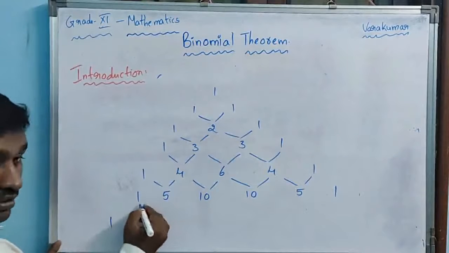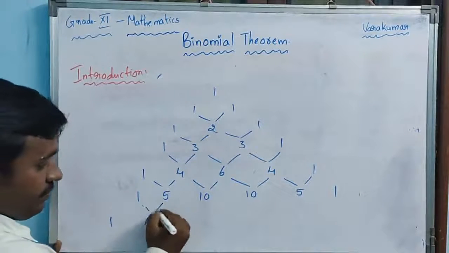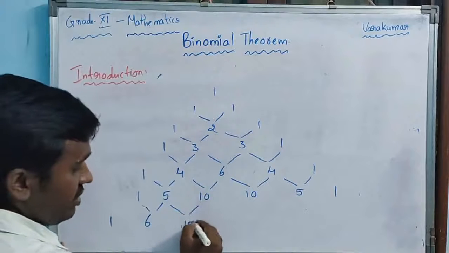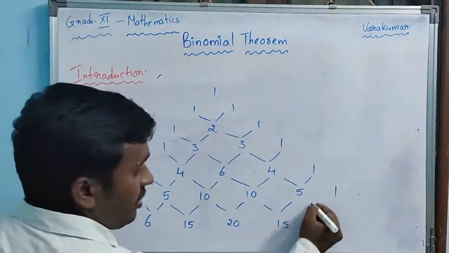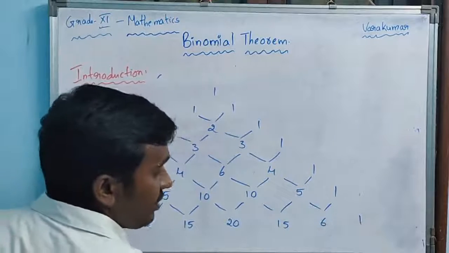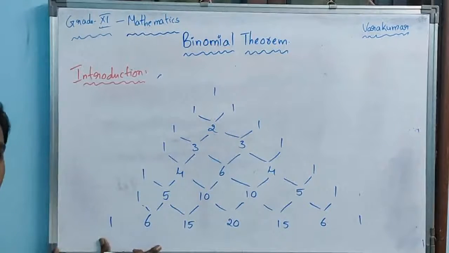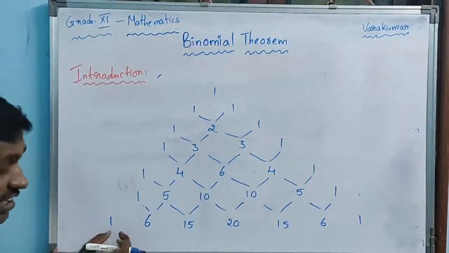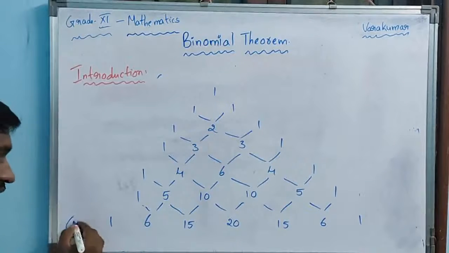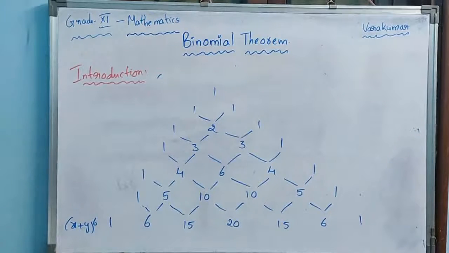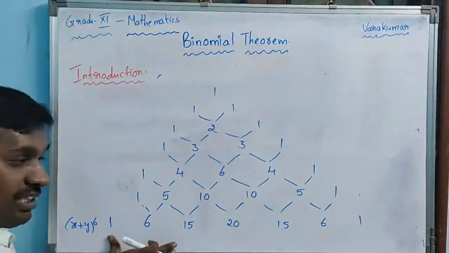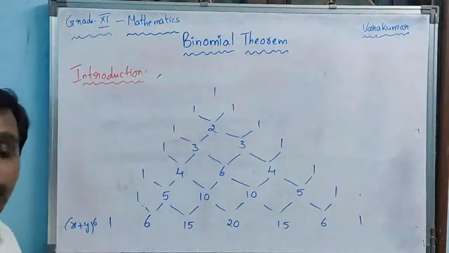So 1, 1 plus 5 is 6, 5 plus 10 is 15, 10 plus 10 is 20, 10 plus 5 is 15, 5 plus 1 is 6, again 1. So this will help you write the expansion of a plus b whole power 6. A plus b or x plus y whole power 6, I can do that. So while doing expansion, you can remember these things and you can expand it.